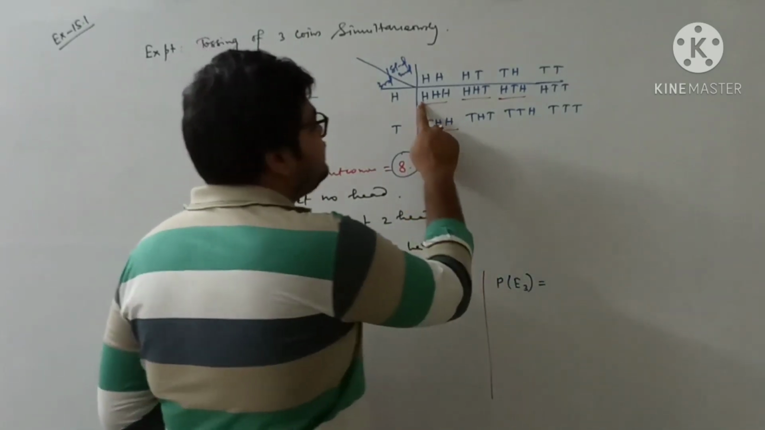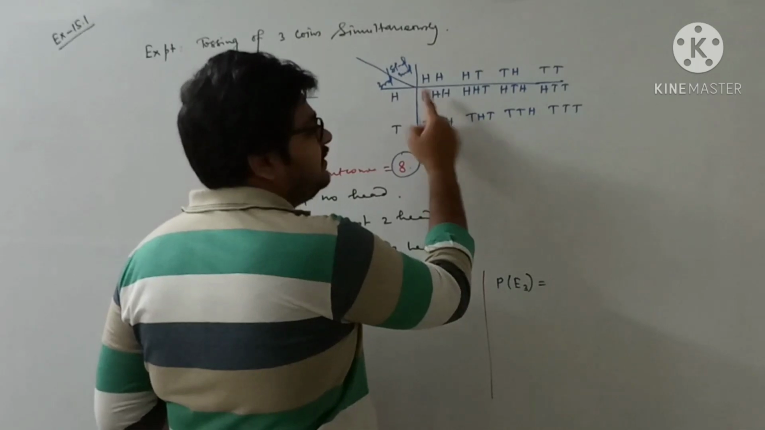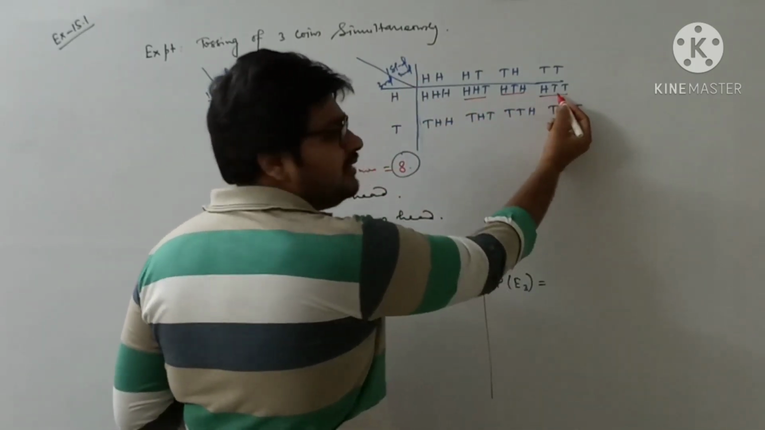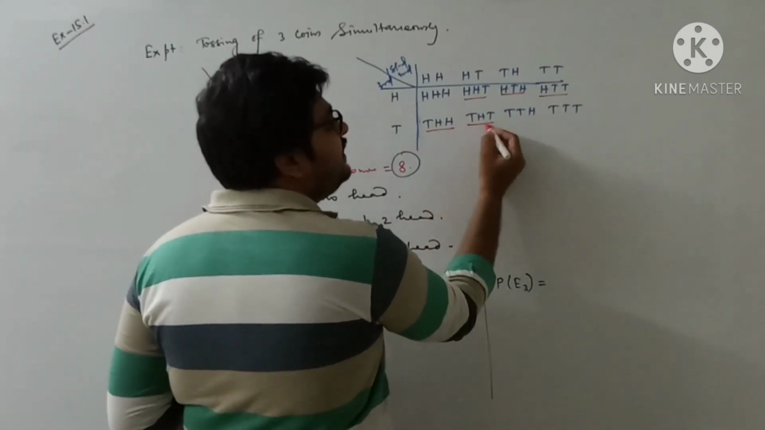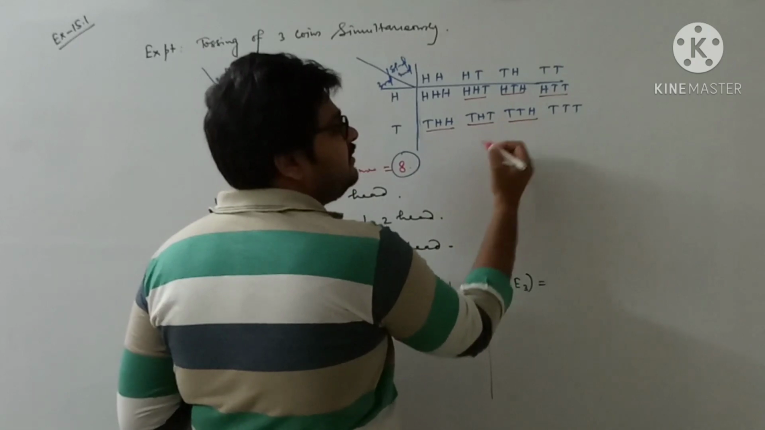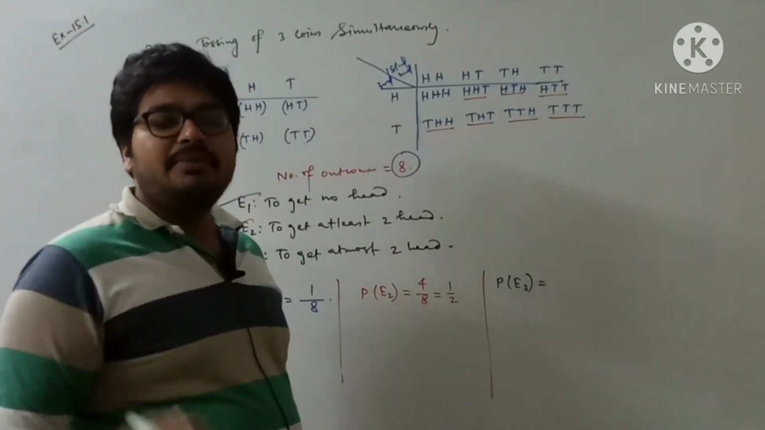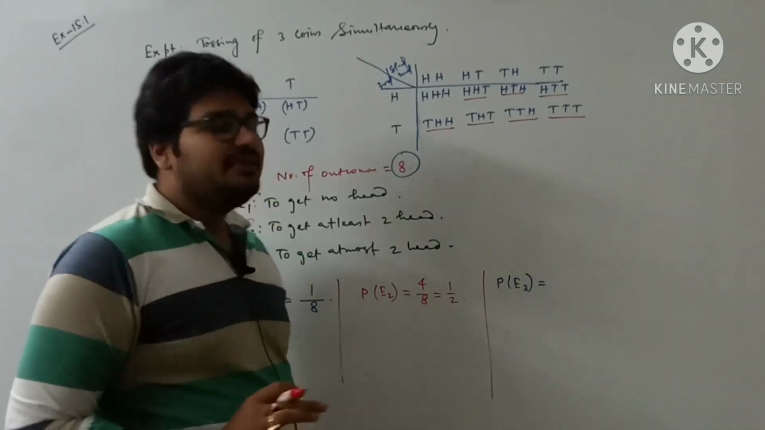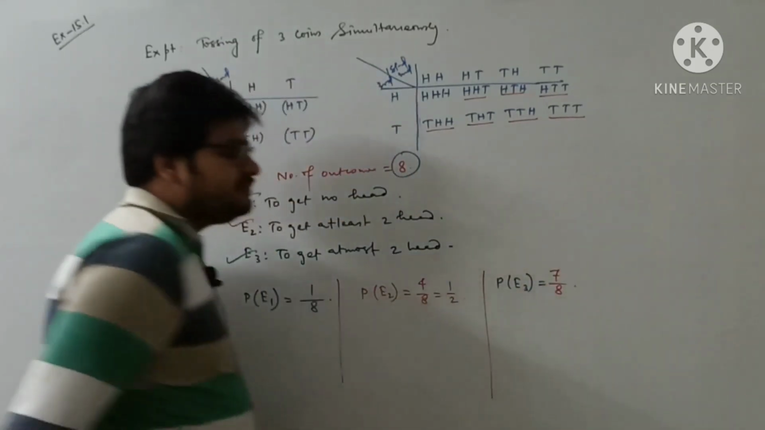So let's see. More than 2 heads, we will not take. This one you can take, maximum 2 heads. You can take this one, less than 2 heads, and this one also, no head. At most 2 heads means what? Maximum 2, minimum you can take 0 also. So total how many outcomes are coming? 7. The probability is 7 by 8.